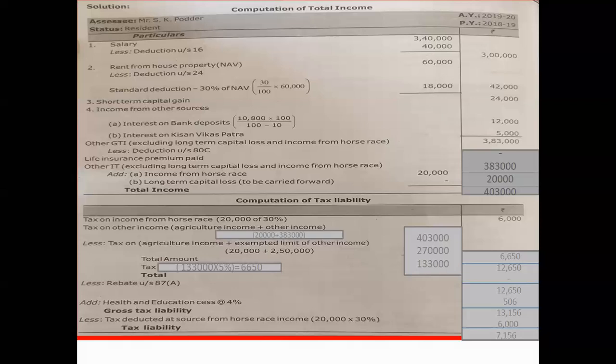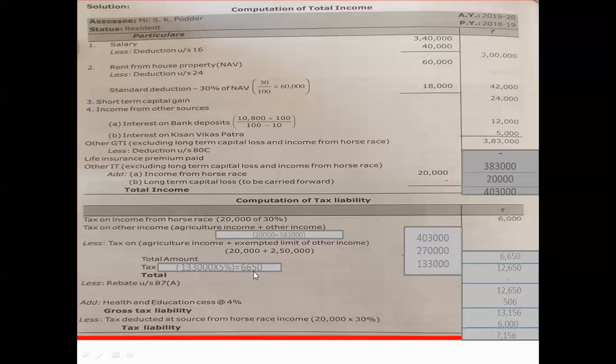Now we need to calculate tax on the 1,33,000. So check the slab rates: up to 2,50,000 the tax amount is nil. From 2,50,000 to 5 lakh the tax rate is 5%. Now the amount is 4,03,000. From that, the exempted 2,50,000 we have already claimed, so the balance amount is 1,33,000. That falls in the category of 2,50,000 to 5 lakh, because the slab difference is 2,50,000, but here we got 1,33,000. So that amount is taxable at the rate of 5%. So 1,33,000 is the balance amount we have calculated, into 5% as the tax rate.